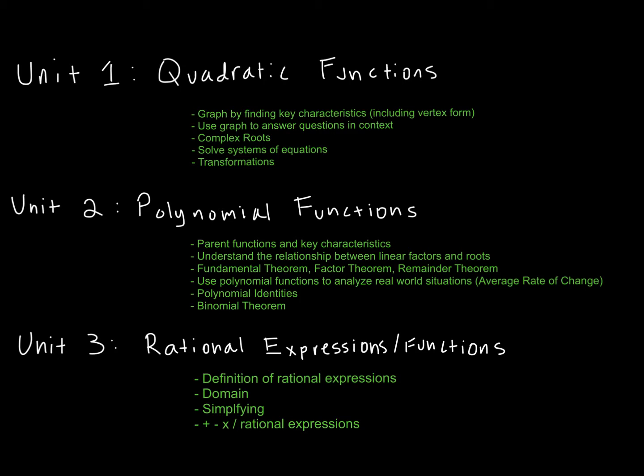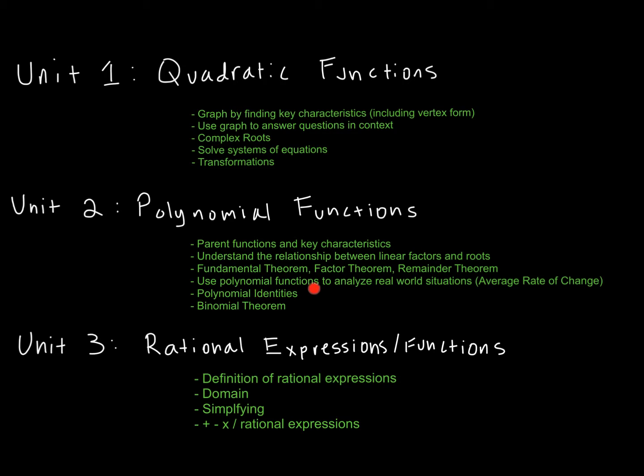In Unit 2, we looked at parent functions and key characteristics of those particular polynomial functions. We were able to then graph polynomial functions using their key characteristics. We then spent a lot of time looking at the linear factors that come out of quadratic, cubic, quartic, and quintic functions, and spent a lot of time talking about the relationship between linear factors and the roots of a polynomial function. Definitely important to know the fundamental theorem of algebra, the factor theorem, and the remainder theorem.